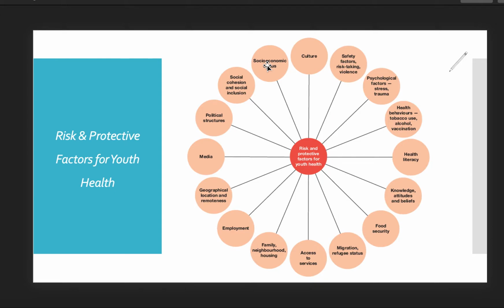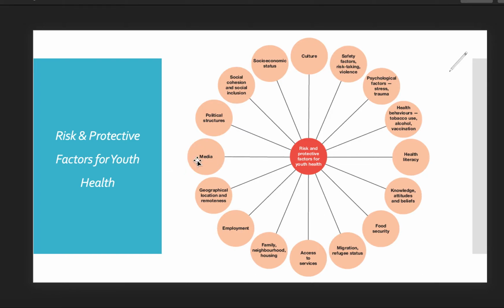Socioeconomic status. What does it mean if somebody has a higher or lower socioeconomic status about different risk and protective factors that they are exposed to? Things like social cohesion and working together as a group, and social inclusion. If somebody has a large group of friends, a good family structure, lots of people that they can trust and rely on, what does that mean for different protective factors in comparison to risk factors?